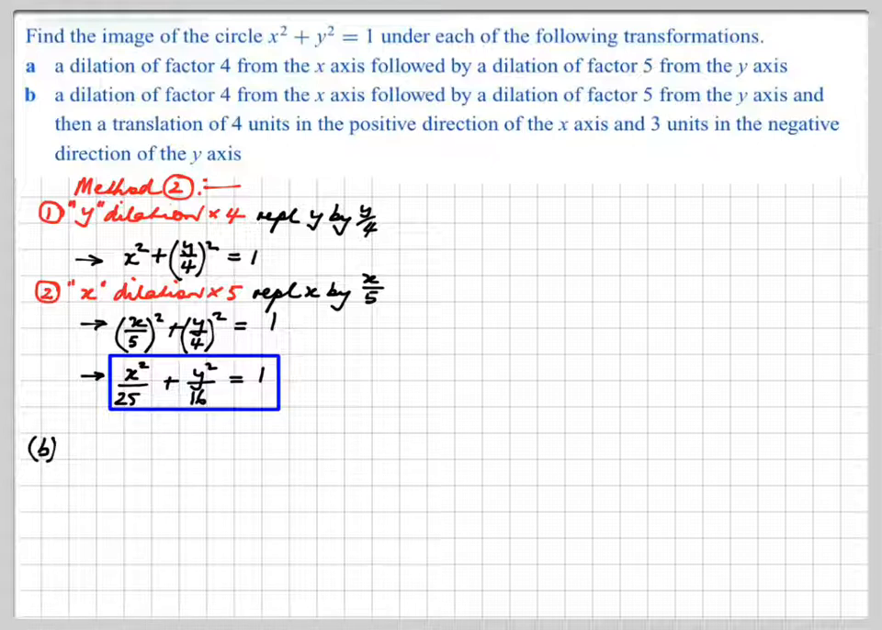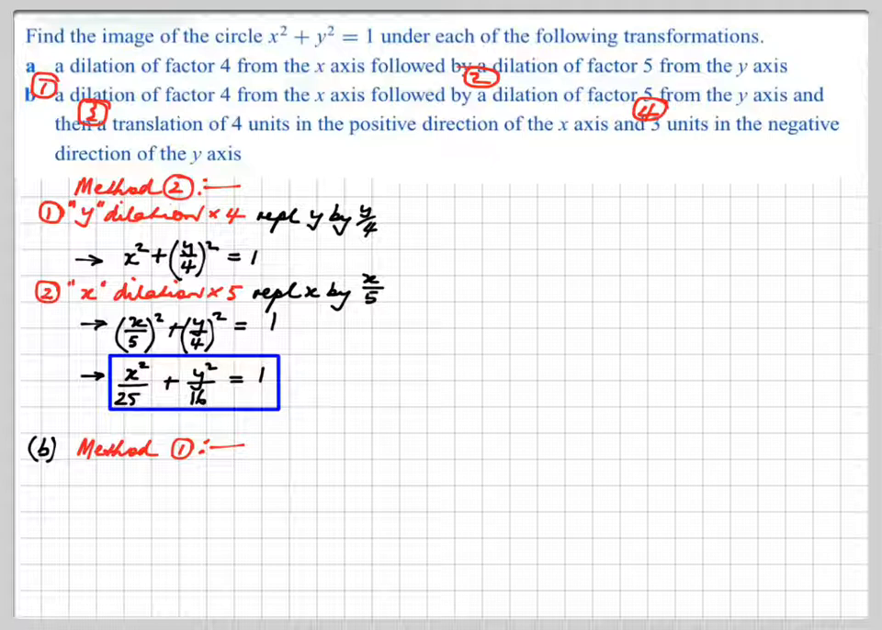Okay, here's part B of this question. Now we're doing the same dilations as we did before, but we're going to do a couple of translations this time. Here comes method 1. Right, I'm going to label them, okay? You just saw me label them up in the question on the top of the screen.